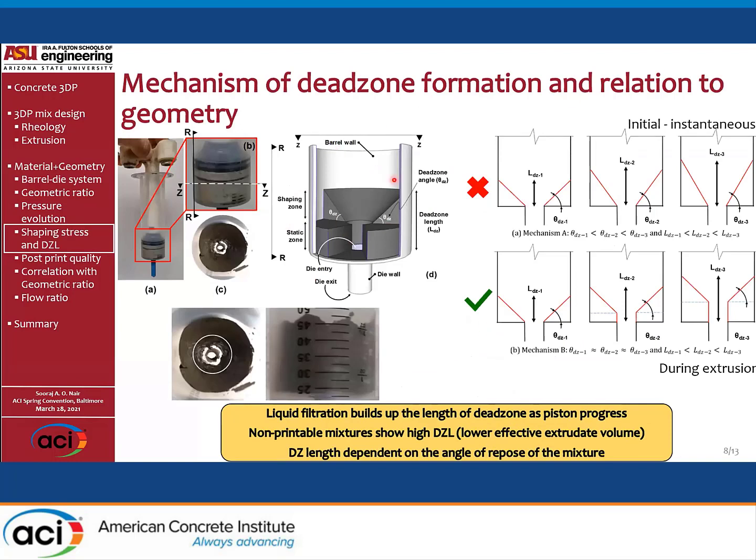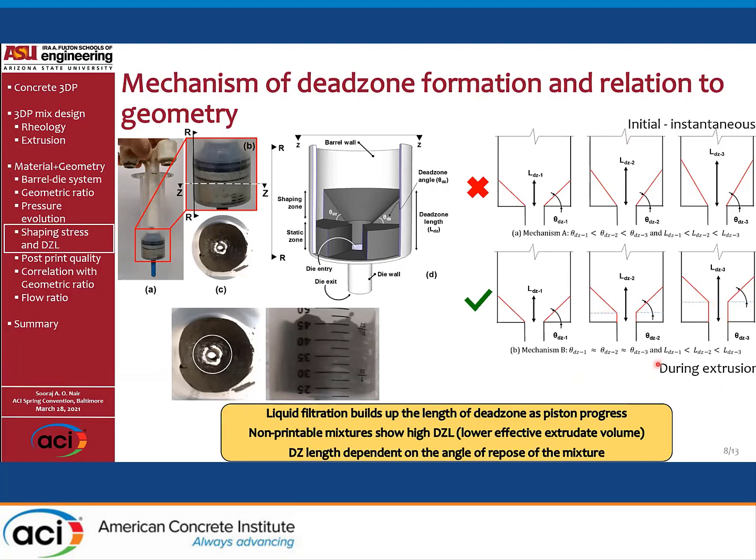But I'm going to introduce a little bit more on the dead zone formation mechanism, which we have identified. So generally, we think that the dead zone forms as the material starts extruding and when it reaches a steady state pressure, until it reaches a steady angle where the material here is stagnant, and then the rest of the material which is in the barrel shears out around this region into the die. But what we have identified in several of these mixes, especially in non-printable mixes, is that there is liquid filtration that induces a build-up in the dead zone, not just in an angular fashion, but in a linear fashion as well.